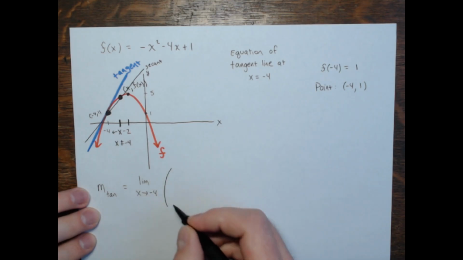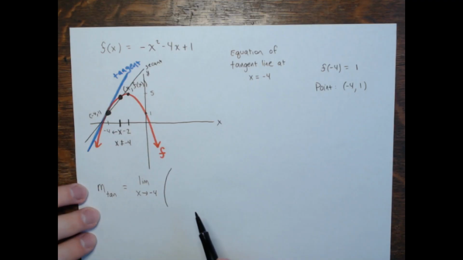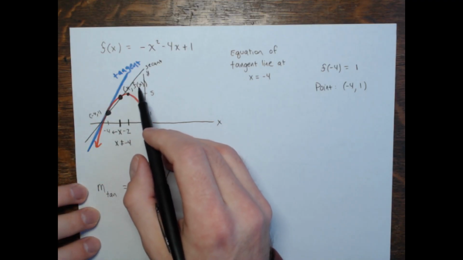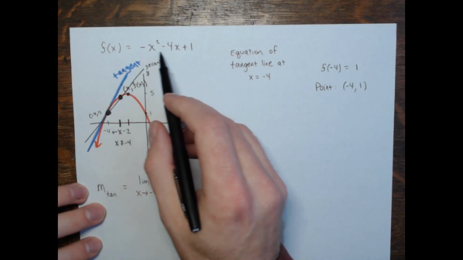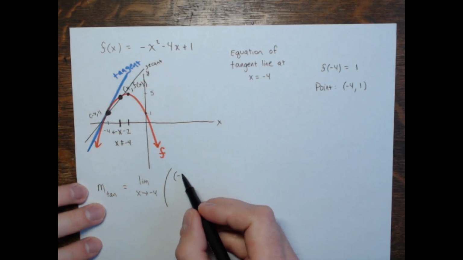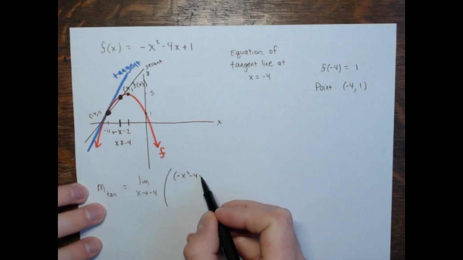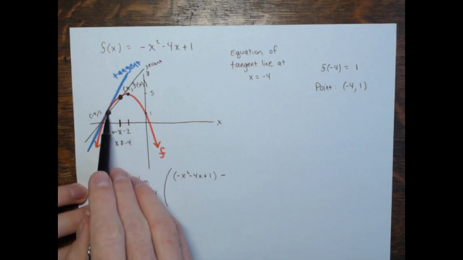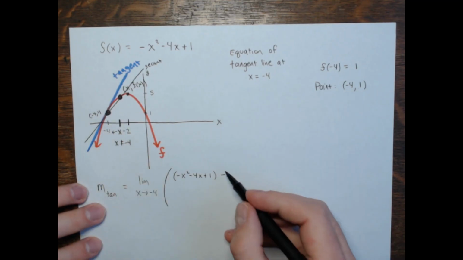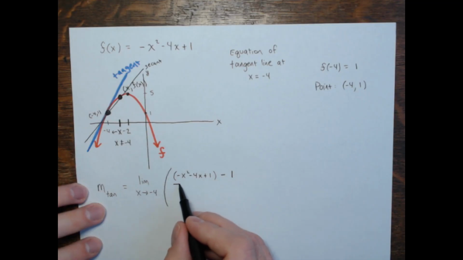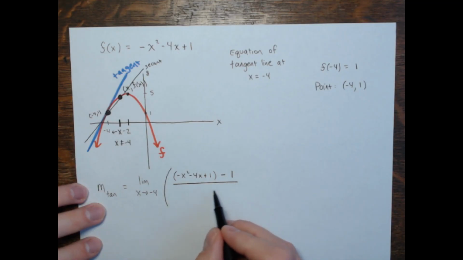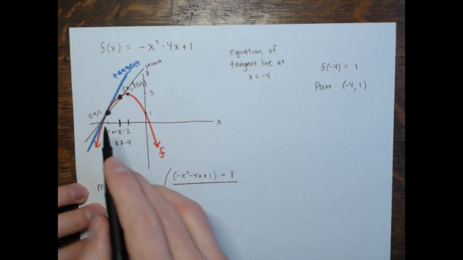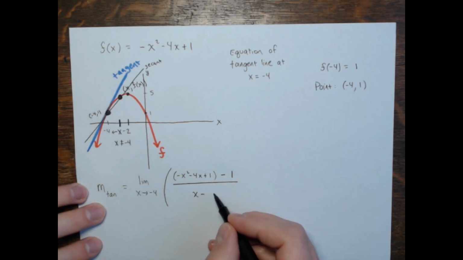negative 4 of, and then the slope of our secant lines. So the y-coordinate at x is this. So we have this, negative x squared minus 4x plus 1. And then minus the y-coordinate at negative 4, which was 1. And then all that divided by the change in x, so x minus negative 4.